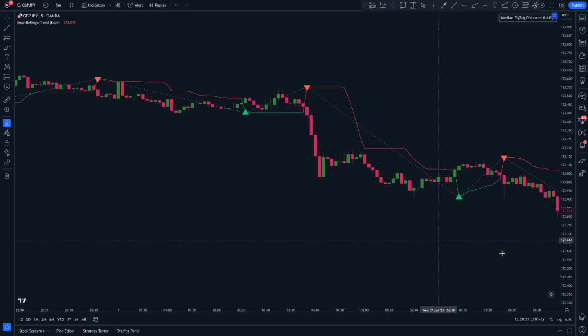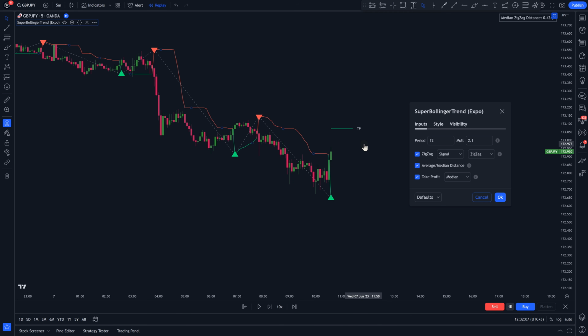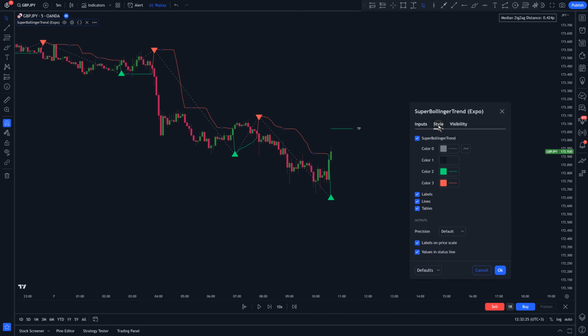We can see here that the indicator consists of a trend oscillator called Super Bollinger Trend, the buy and sell signal labels, and the zigzag lines. We can also see that there is an option to enable take profit, which is really good for backtesting. For a cleaner look, let's hide the zigzag lines and leave everything else at default.